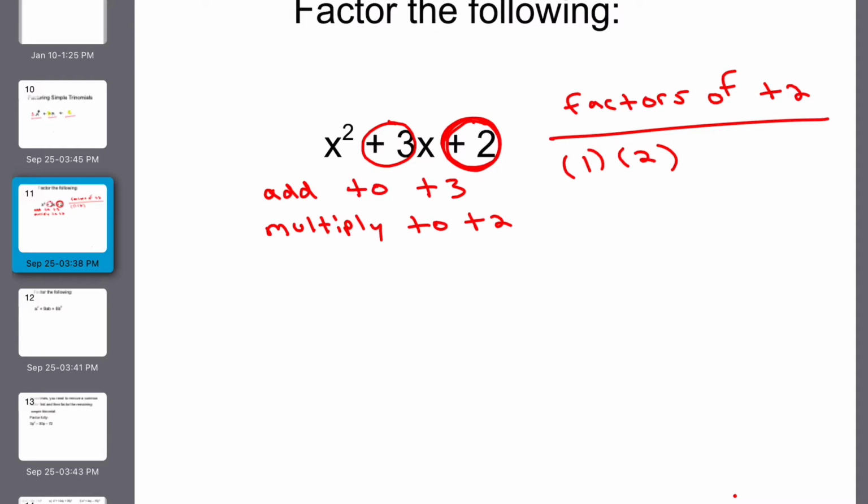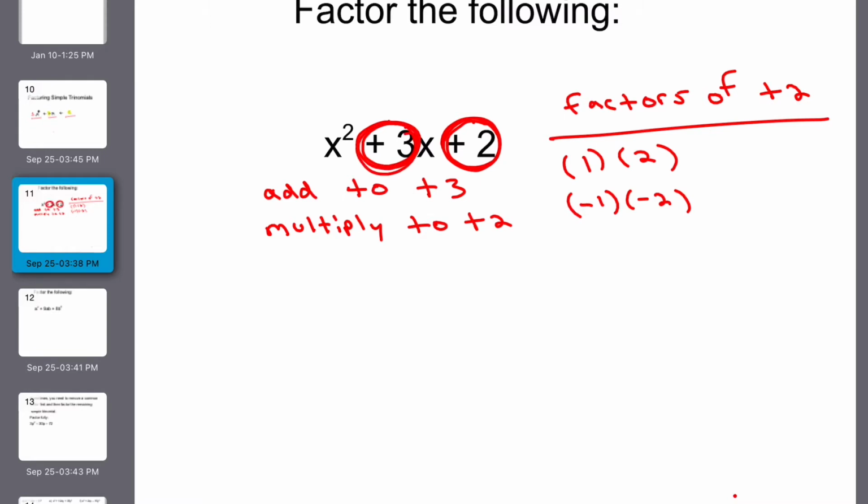We can also do negative 1 multiplied by negative 2. That'll also get us to positive 2. And that's pretty much it. That's the only way we can get to positive 2. So we found all the possible ways to multiply to positive 2. Now we need to check which of those pairs also adds to the plus 3 we were looking for in the middle there. Okay, so let's check.